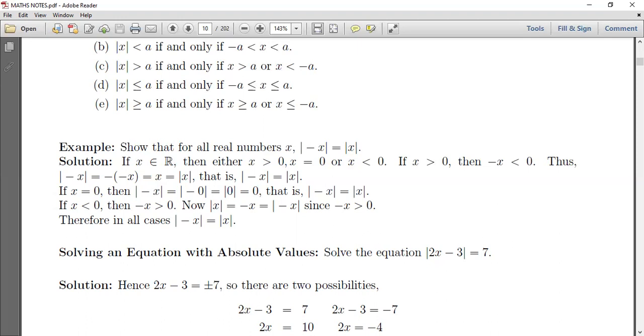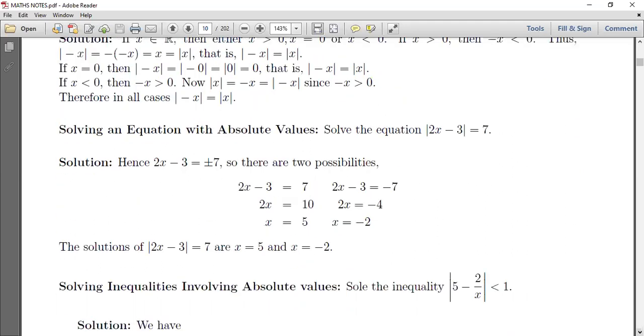Then solving equations with absolute values. When you're solving equations with absolute values, when we have such an equation, modulus of minus 2x plus 3 equals 7, it means you consider the positive 7 and the negative 7. That's what it just means.